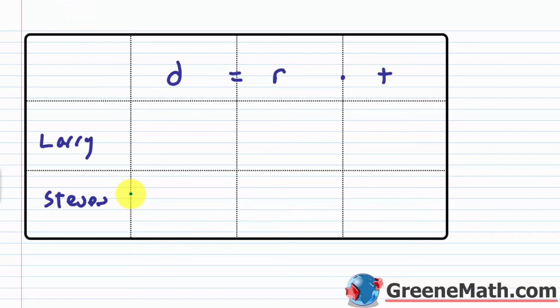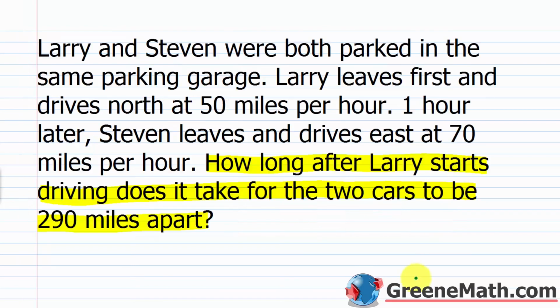Well, we know the time because we said that Larry's going to be driving for x hours when the two are 290 miles apart. And Stephen, since he drives an hour less, is going to be driving for x minus 1 hours, again, when they're 290 miles apart. Now, the rate we can get directly from the problem. It tells us specifically that Larry leaves first and drives north at 50 miles per hour. So this 50 miles per hour is going to be his rate of speed. And then Stephen leaves and drives east at 70 miles per hour. So 70 is going to be his rate of speed.